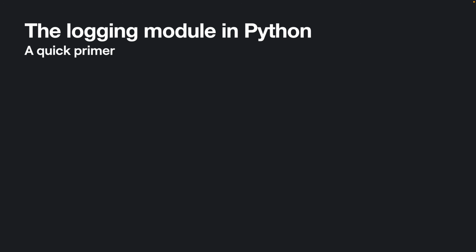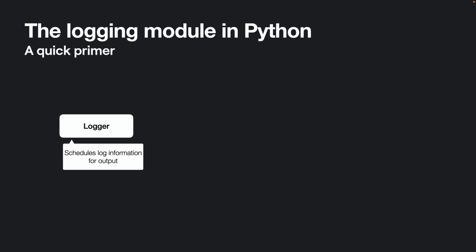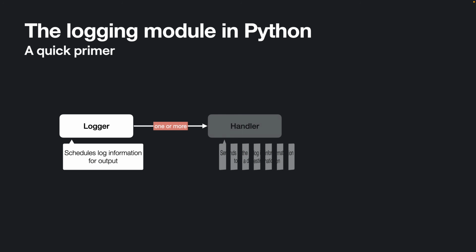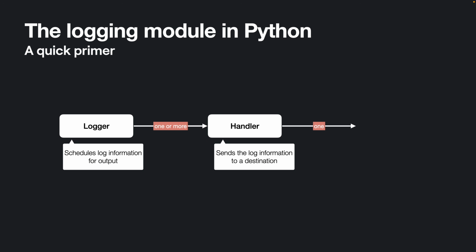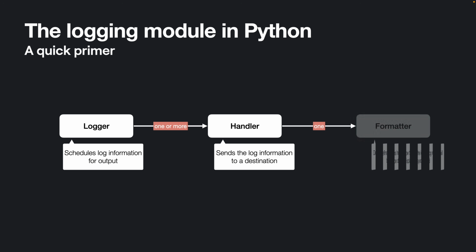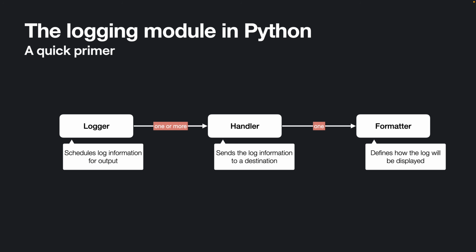A quick primer on the logging module in Python. You've got loggers. These schedule log information for output. And each logger has one or more handlers. And a handler is responsible for getting that log information that you've scheduled and sending it to a particular destination. I'll give you an example in a moment. And each handler has one formatter attached to it that defines how that log information will be displayed.